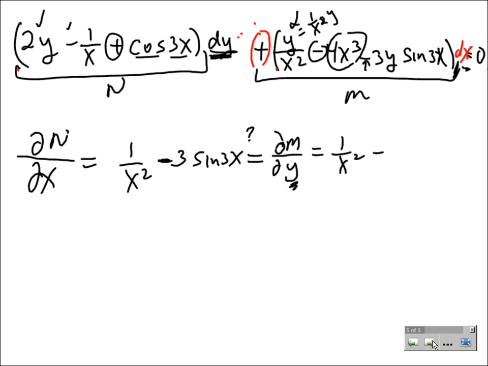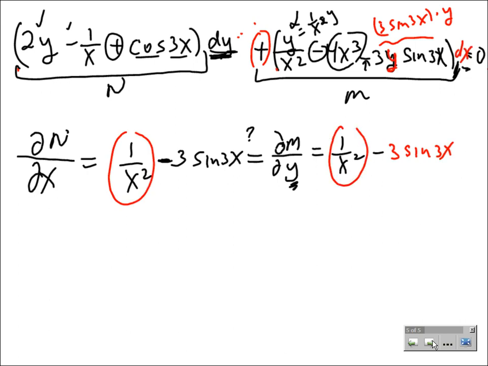Minus. Only the y is not a constant. This here can be thought of as 3 sine 3x, a constant, times y. And I take the derivative of that with respect to y, I just get the constant. They both have a positive 1 over x squared. They're both taking away 3 sine 3x. And that's all they're both doing. It's no longer a question. They're equal, which means the top differential equation is exact.